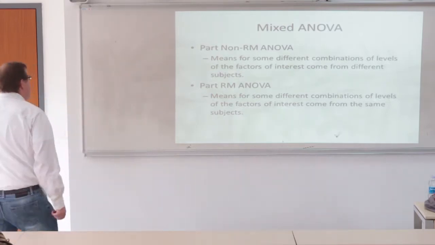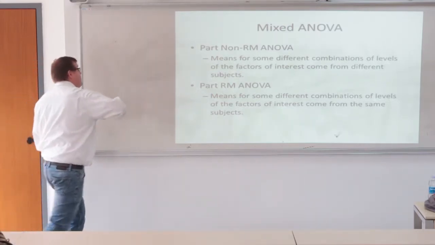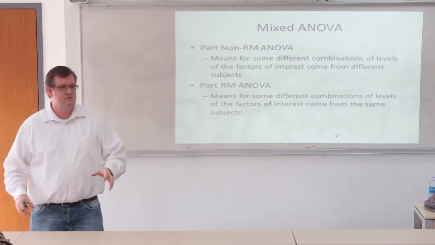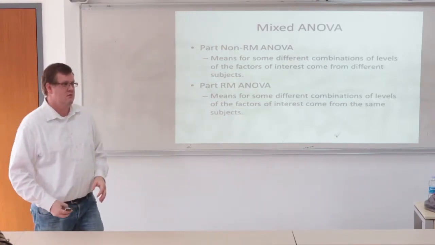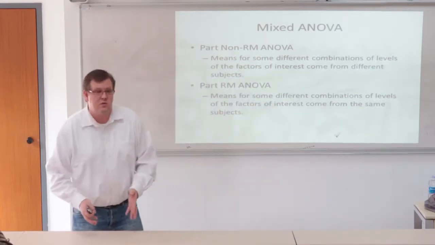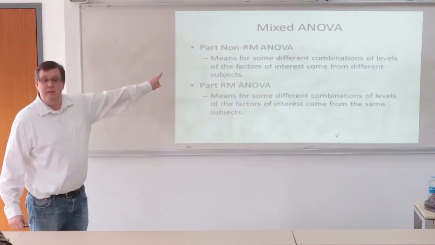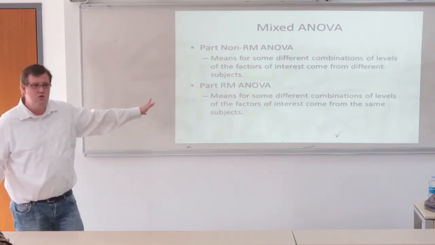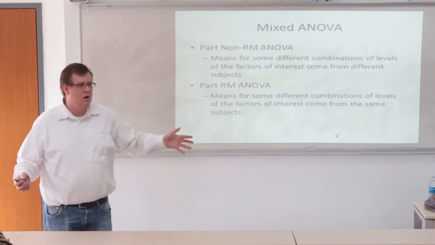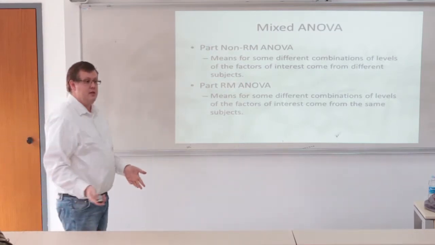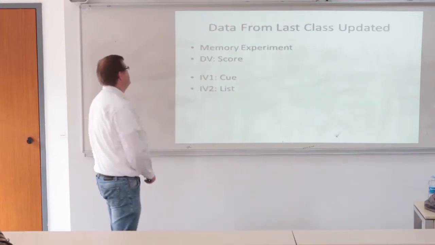So we will have some of our groups, sex, major, ethnicity, socioeconomic status, those will be like the non-repeated measures ANOVA. And other things, maybe like cue, or list, or what caption you see, those would be like repeated measures ANOVA.